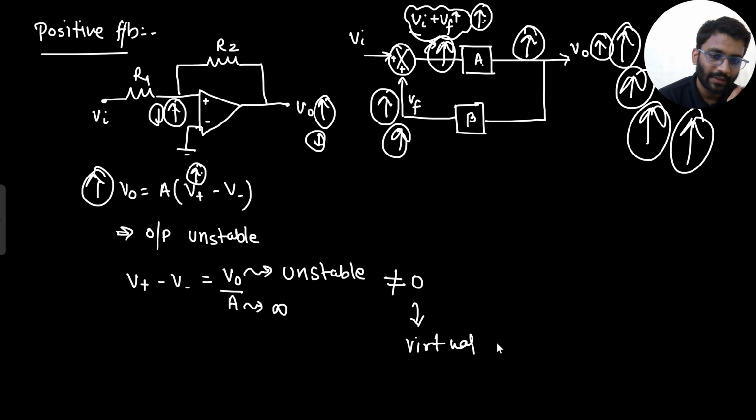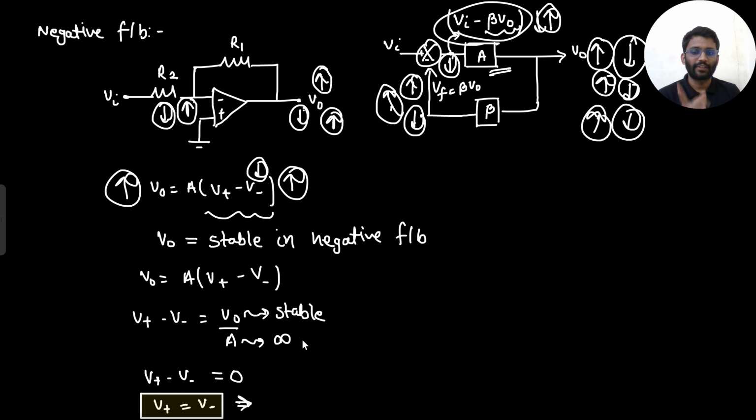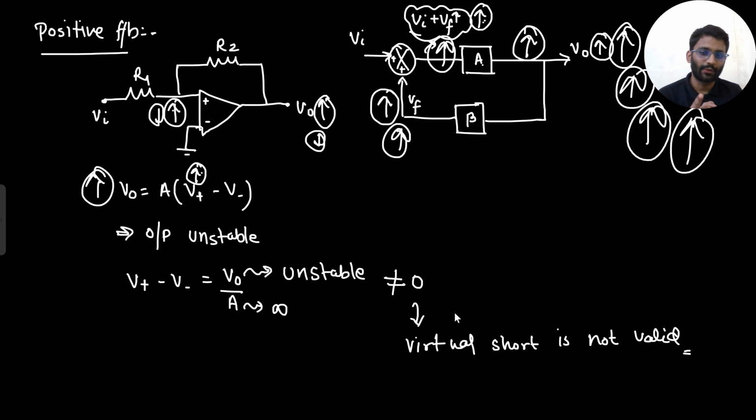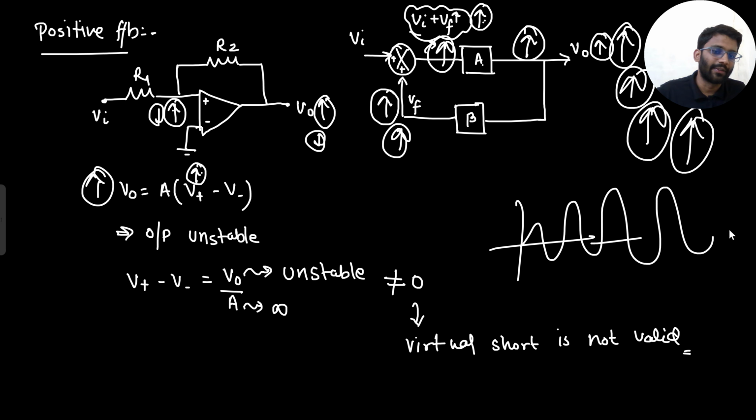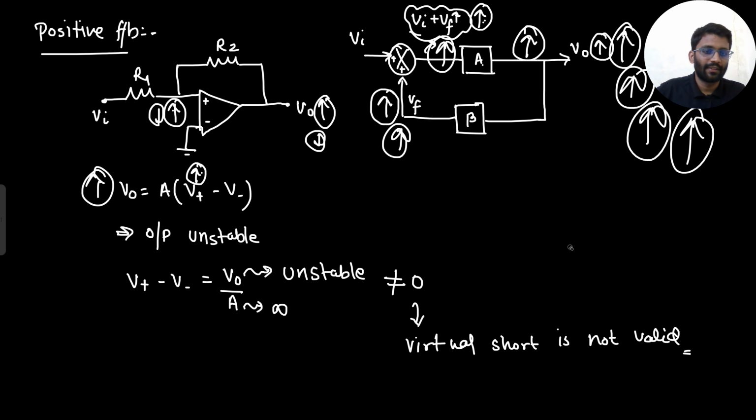Virtual short is not valid. In the previous one, virtual short was valid because this was going to 0, but here this is not going to 0. Why is it not going to 0? Because V naught is continuously increasing only, no? So you can't comment how large V naught can go. So here virtual short is not valid, and that's why you can't say V positive is equal to V negative.